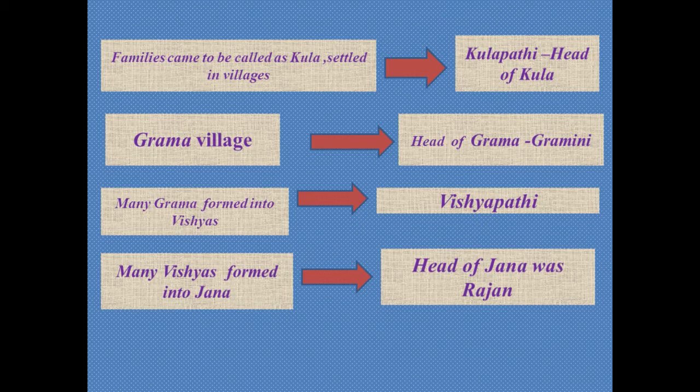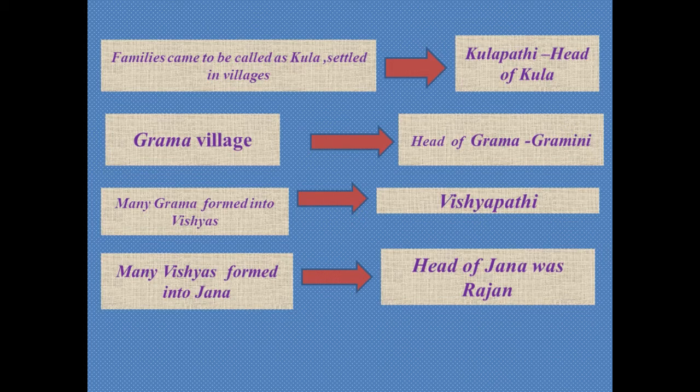Almost all these Gramas put together formed another association called Vishaya. And all these Vishayas had a head called Vishayapati. You understand? Families, grama, they settled. Many gramas had a head called Gramini. And many gramas formed into a Vishaya, and each Vishaya had a head called Vishayapati.